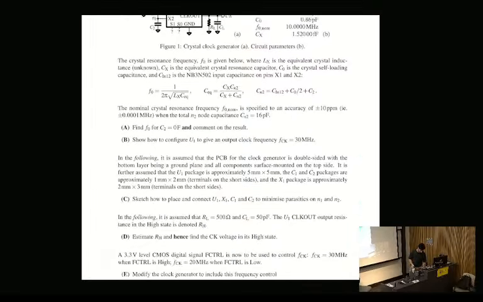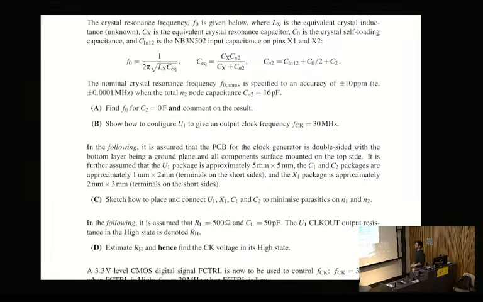Question C says, in the following, it is assumed that the PCB for the clock generator is double-sided, with the bottom layer being a ground plane and all components surface-mounted on the top side. It is further assumed that the U1 package is approximately 5 millimeters by 5 millimeters. The C1 and C2 packages are approximately 1 millimeter by 2 millimeters, with terminals on the short sides. And the X1 package is approximately 2 millimeters by 3 millimeters, terminals on the short sides. Sketch how to place and connect U1, X1, C1, and C2 to minimize parasitics on N1 and N2.